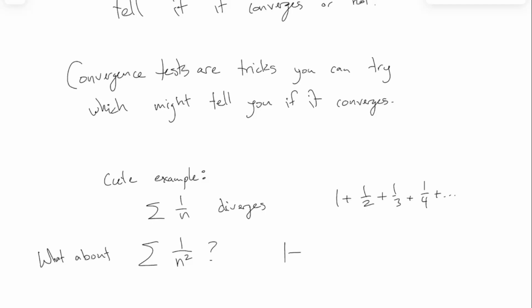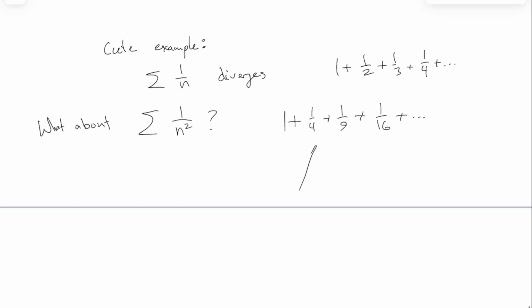Of course, this would look like 1 plus 1/4 plus 1/9 plus 1/16. Here I'm just adding up the squares. These are even smaller than those ones. And it turns out, although this is not obvious at all, this one actually does converge. Anyone want to guess what it converges to?